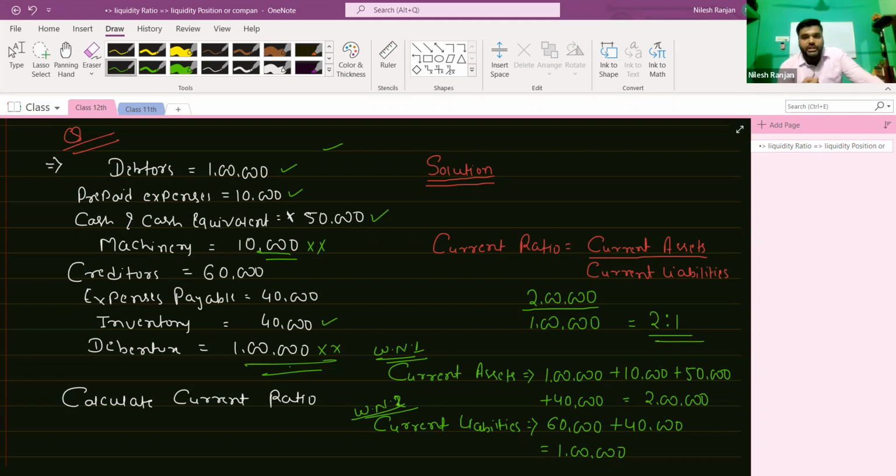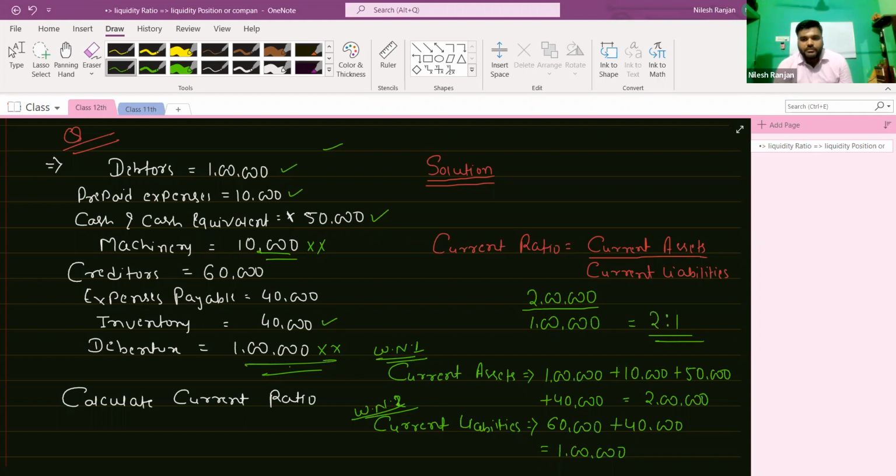But in some questions, there will be no information of current assets or current liability. Only one item will be given to you. Maybe current assets will be given and current liability is not given, or current liability is given and current assets is not given. So we have to find the current assets or current liabilities first, and then calculate the current ratio. We will also discuss this type of concept in our next class. If you have any doubt up to this, you can ask questions.